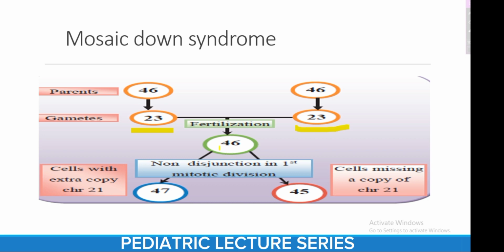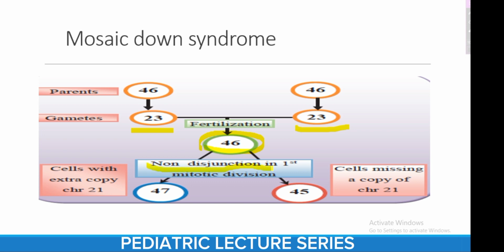During the fertilization process, they have formed this embryo that has 46 chromosomes, which is totally normal. However, now for an individual to grow, mitosis takes place. So when the cell tries to undergo mitosis, non-disjunction occurs.